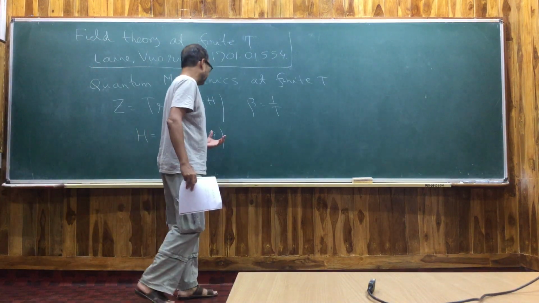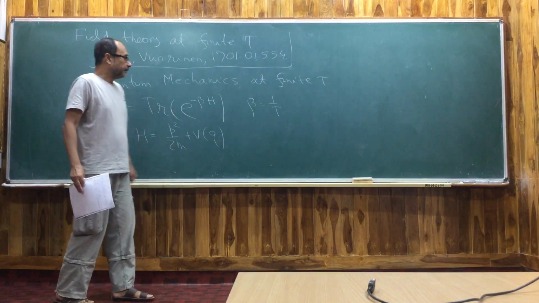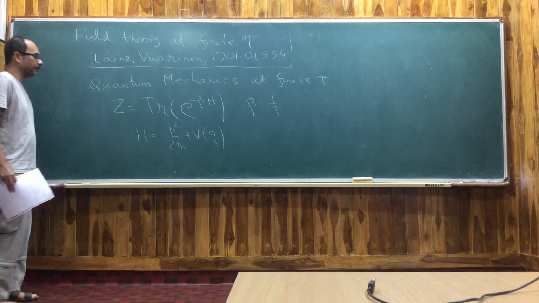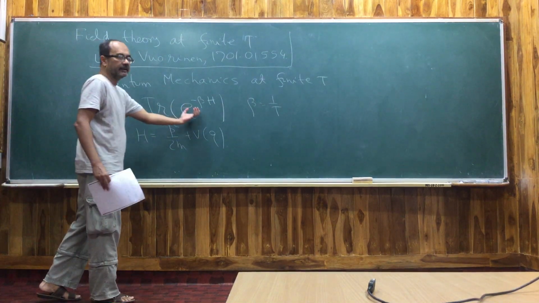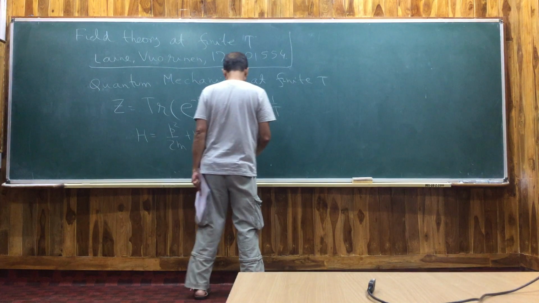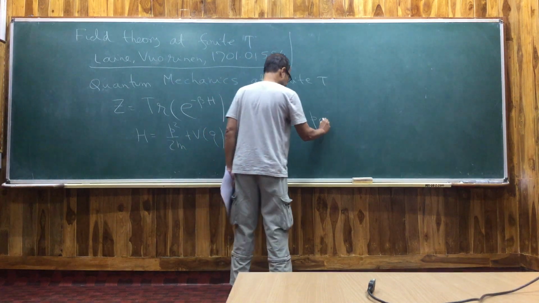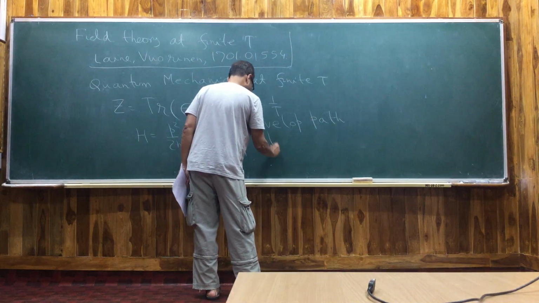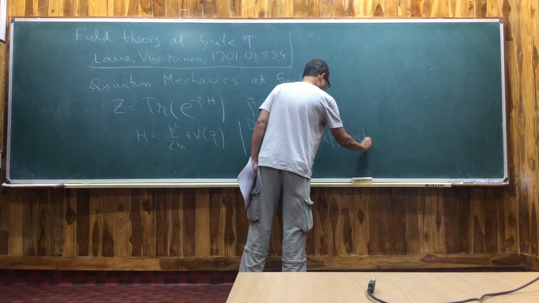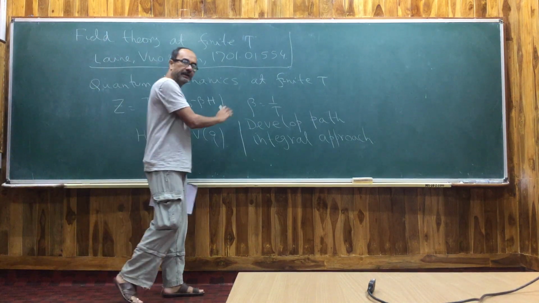Our goal will be to develop a path integral approach for calculating this partition function, because that's what we will be using in quantum field theory. At the same time, in quantum mechanics you can directly evaluate this partition function, so you can check whatever we learn using the path integral against the direct calculation of the trace. We will see that this is very similar to what you do in normal zero temperature quantum field theory, but there are some important differences that you have to take into account.